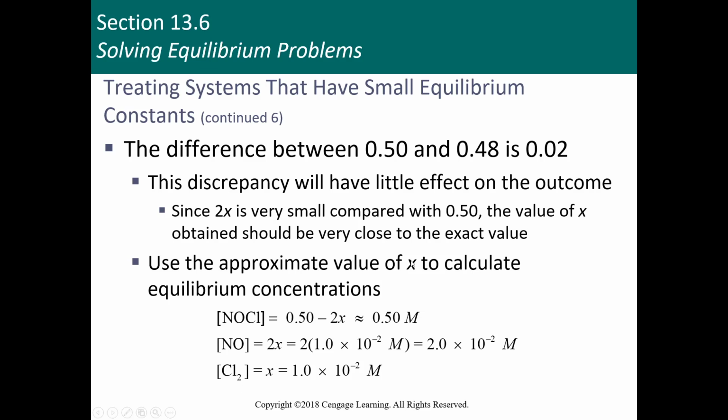And so we use that approximate value of x to calculate our equilibrium concentrations, just like before. And we put that in. Well, it gives us a number around 0.50. This right here is 2x, so we just take 2 times our value of x, and we get this number here for our molarity of NO. This is x, so we just take our number of x, there you go, and that is the value of Cl2 at equilibrium.